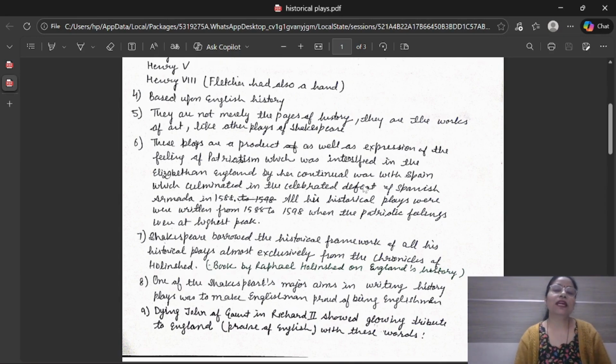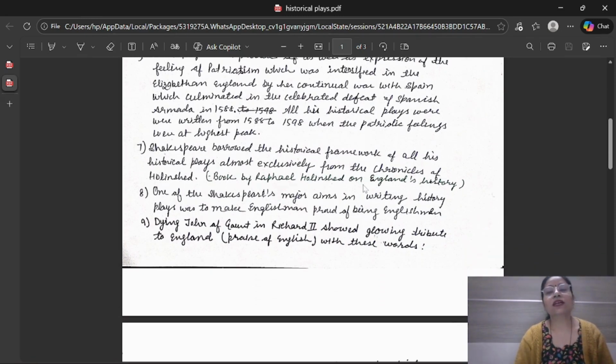You already know that when Queen Elizabeth sat on the throne, immediately she won this Spanish war, and people were so happy to get a lucky queen on the reign of England. So in this way the war was ended, and all his historical plays were written from 1588 to 1598. So in a 10 years span he wrote all the historical plays, when the patriotic feeling was at its highest peak.